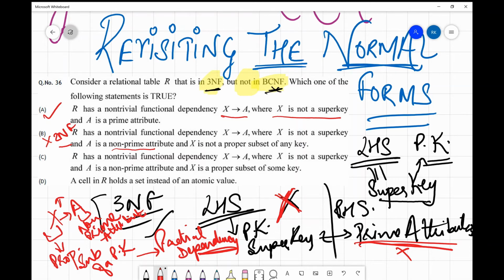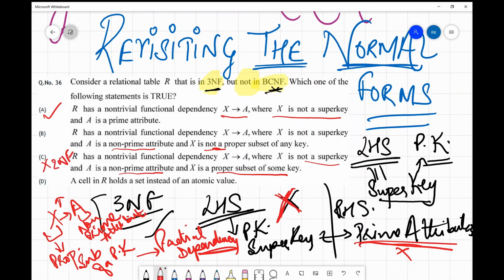Now let's check the third case. R has a non-trivial functional dependency X to A where X is not a super key. A is a non-prime attribute, and X is a proper subset of some key. Oh, sorry, I read it as not A. So whatever we discussed is for this case. Very sorry about this. So this is not in 2NF as well.